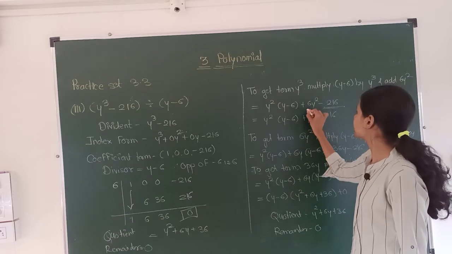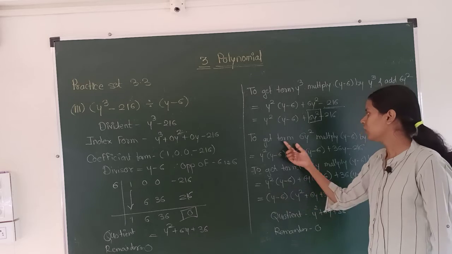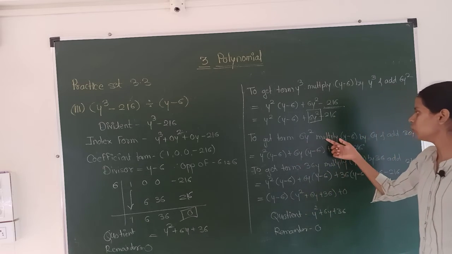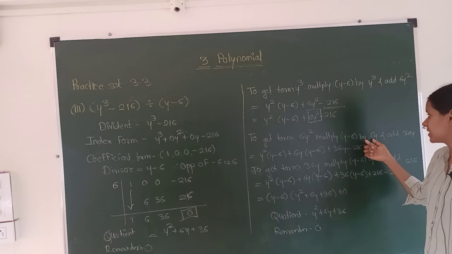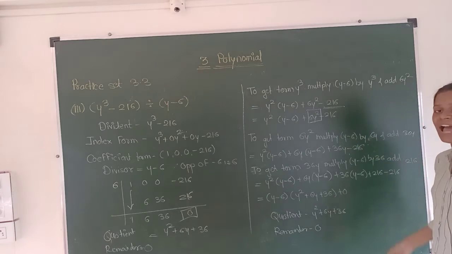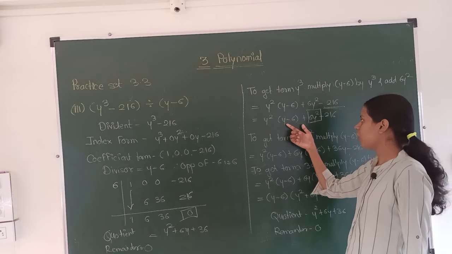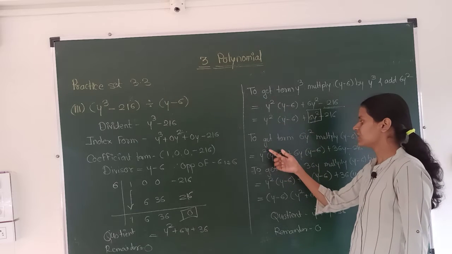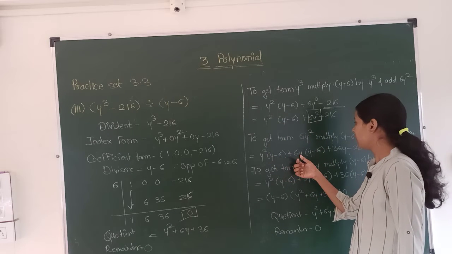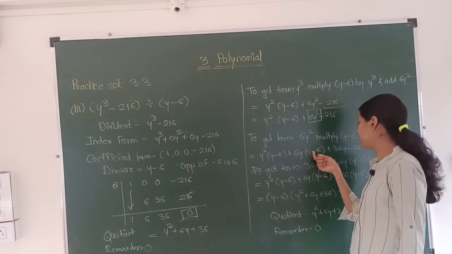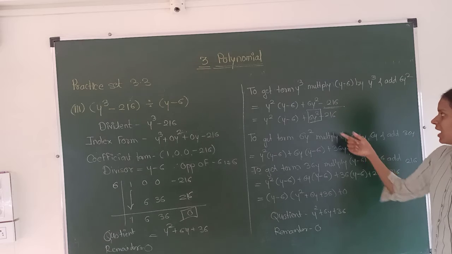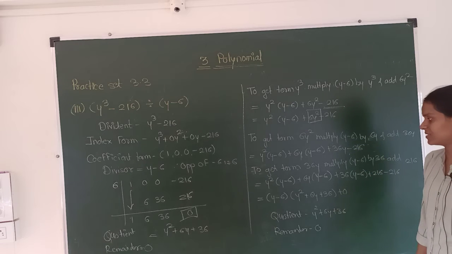Now the term is 6y raised to 2. To get the term 6y raised to 2, we will multiply the divisor, that is y minus 6, by 6y, and we will add 36y. So we will copy up to this as it is, y square minus 6y plus, what we will do, we will multiply 6y by y minus 6, and we will add 36y and this minus 216 as it is.